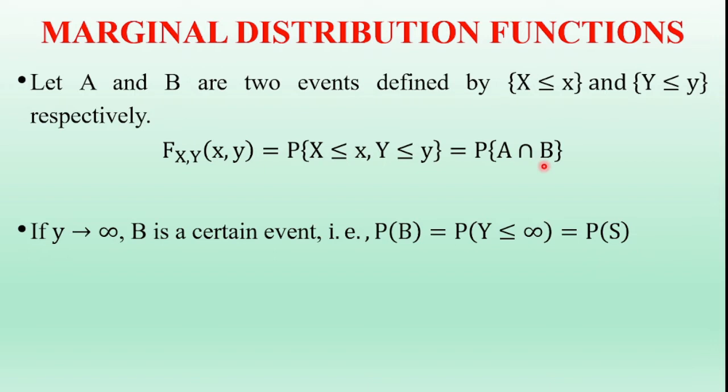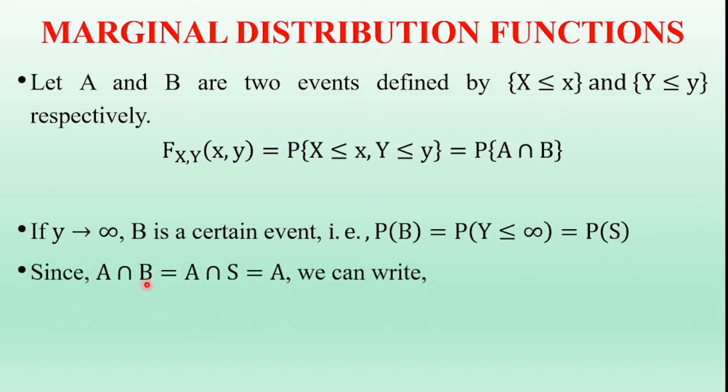Now here, if y tends to infinity, event B, defined as Y less than or equal to y, with y tending to infinity, is a certain event. So the probability of B is equal to the probability of Y less than or equal to infinity, which is equal to the probability of S. When y is equal to infinity, event B is called a certain event, so the probability of B is equal to the probability of S, where S is the sample space.